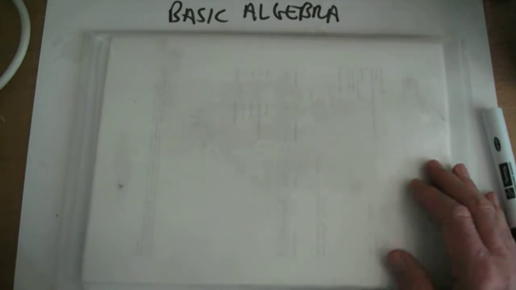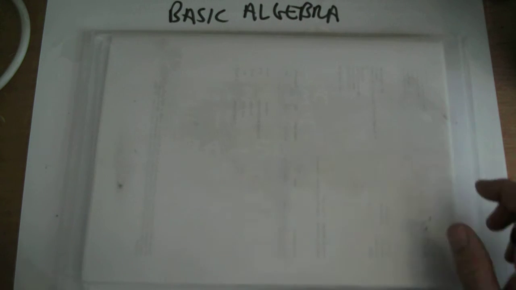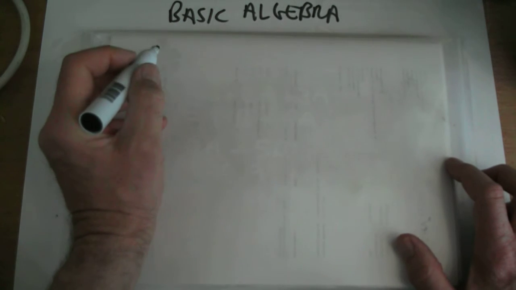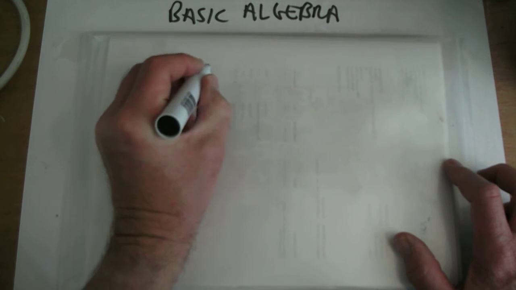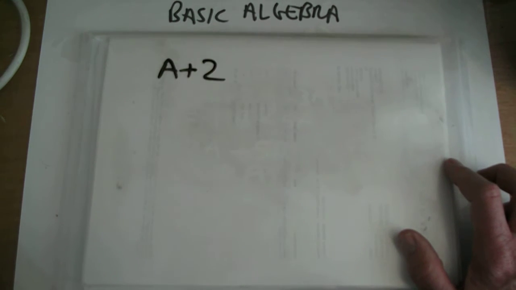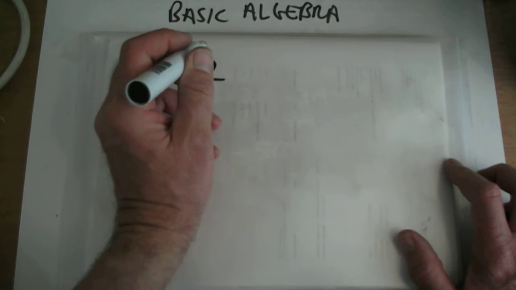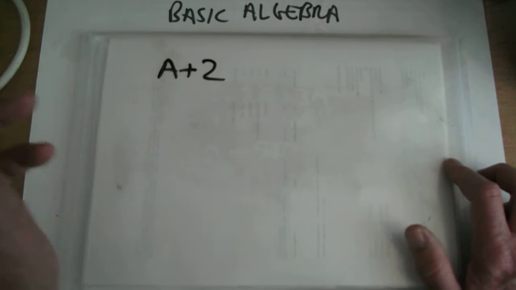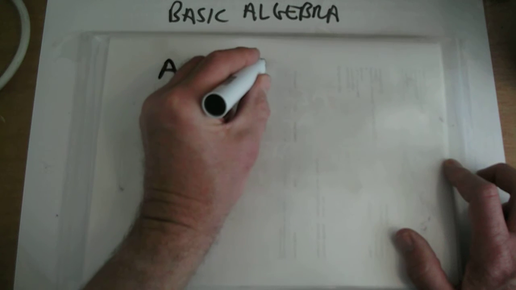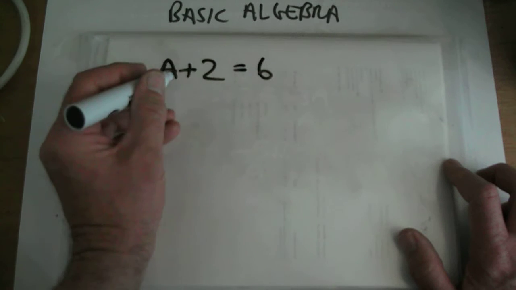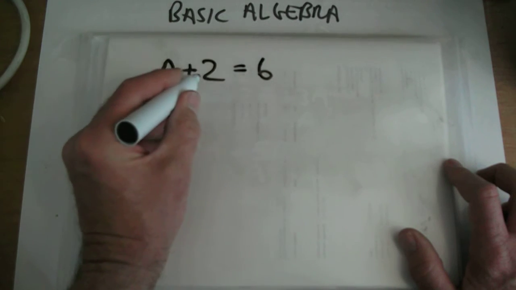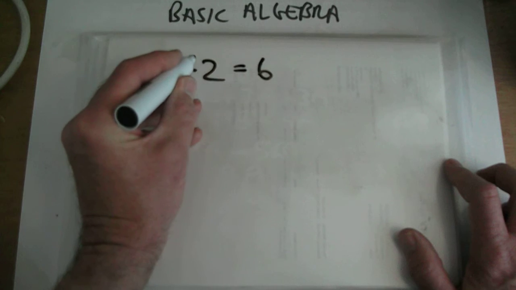Right, so if I have an apple and 2 something else's, I won't give them any number, it's just a variable, and if that was equal to 6 and I wanted to find out what the value of A was, I have to get A on its own, and I have to get rid of this plus 2 here.